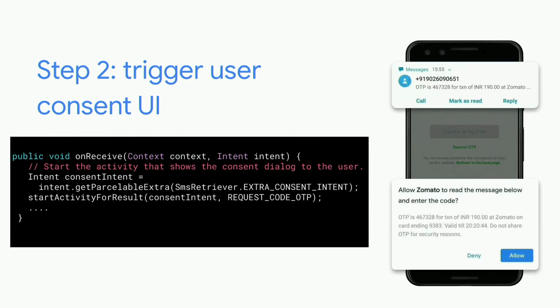Once an SMS message with an OTP comes in, the Consent API will actually send a broadcast to your application, and that broadcast will contain a consent intent that you can extract out of the broadcast, and you will have to start that consent intent with start activity for result.